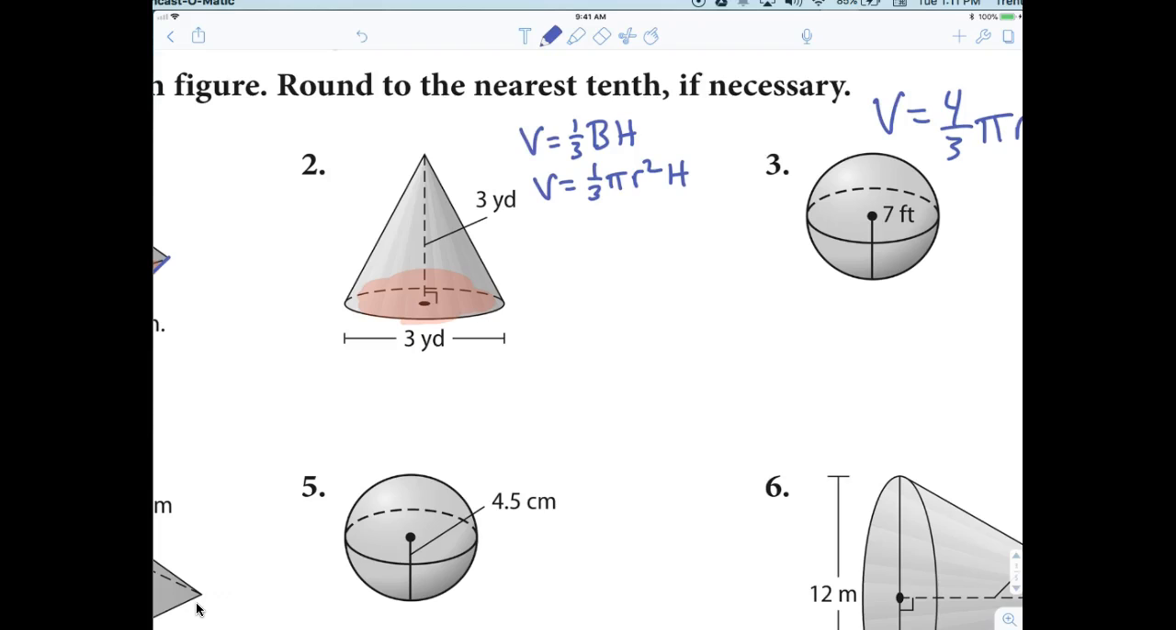All right, now you've got to be real careful. What is the radius? 1.5. Yeah, so 1/3 times pi times 1.5 squared times 3.